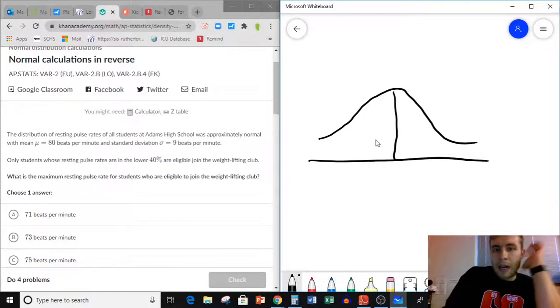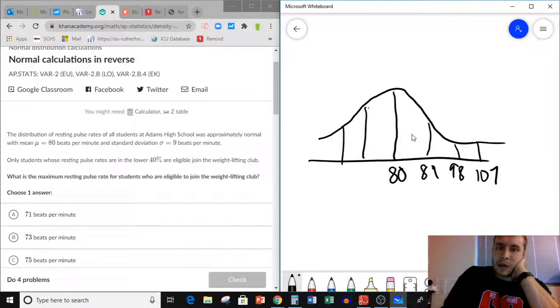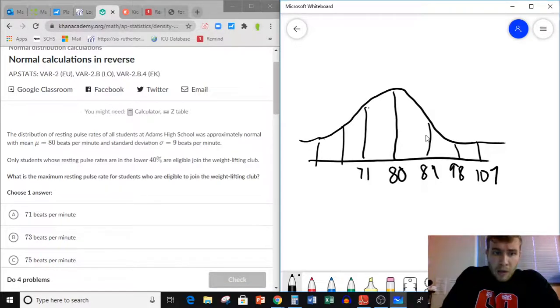We know that the average heartbeat is 80, and we know that we're going to go up by 9 at a time. So we get 89, 98, and then 107 is the upper deviations. We're going to go down by 9, so that's going to be 71. We go down another 9, so that's 63. Another 9 is going to be 54.